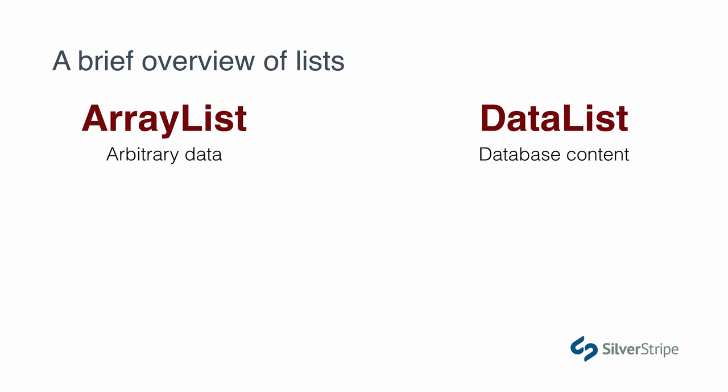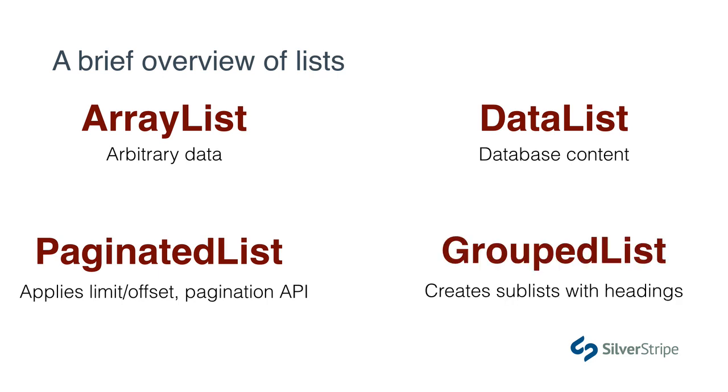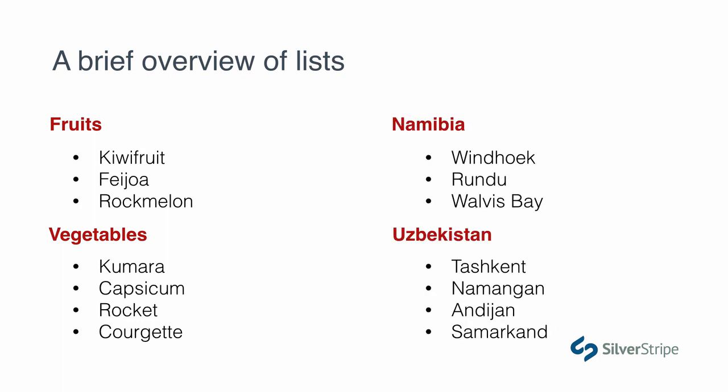So DataList, we talked about that. This is used for pulling data from the database, and its main feature is that it provides an API for updating the query that defines that collection of records. PaginatedList is what we're going to talk about today. It assigns a limit and offset to your list based on a request parameter, and it also exposes an API for determining what page is active and what pages are available. Another one you see a lot is GroupedList. This is a really useful one that allows you to break your result set into sublists with their own headings. So you might have several lists that are organized by category or by city. So GroupedList is really good for that.